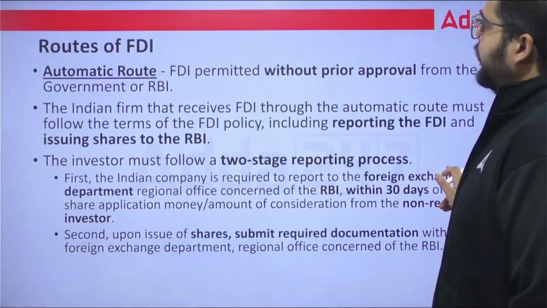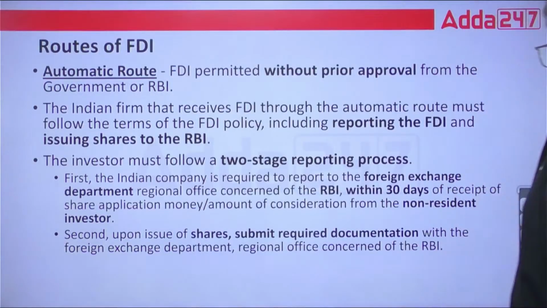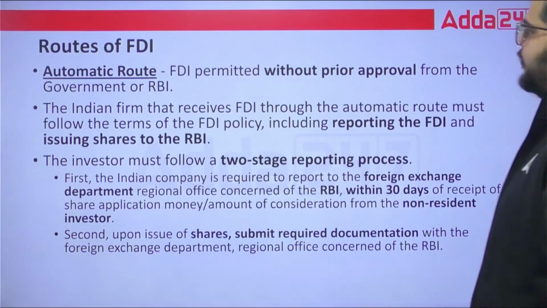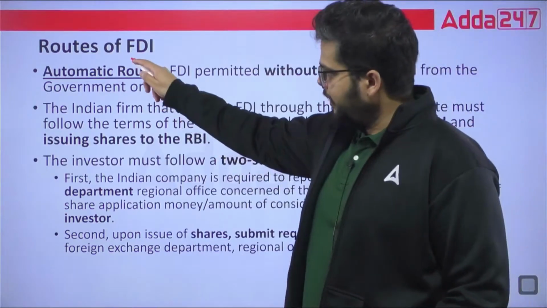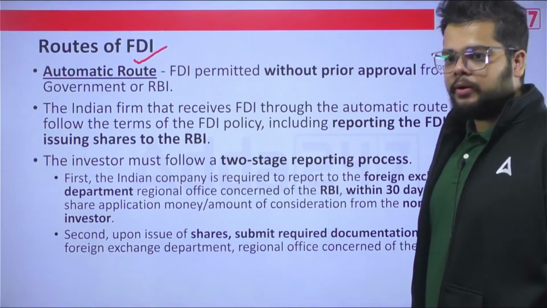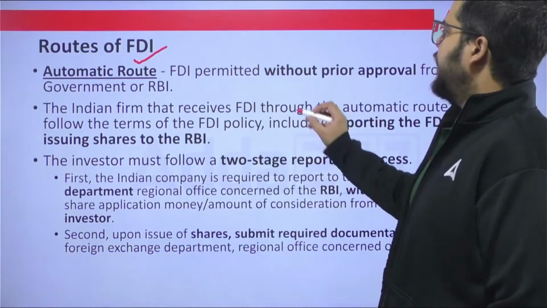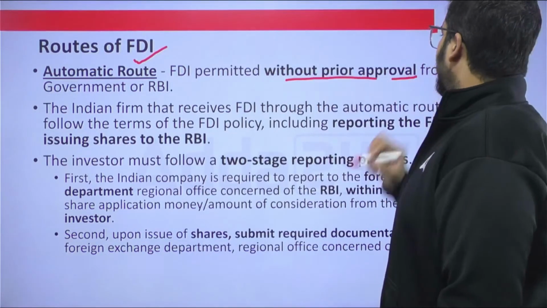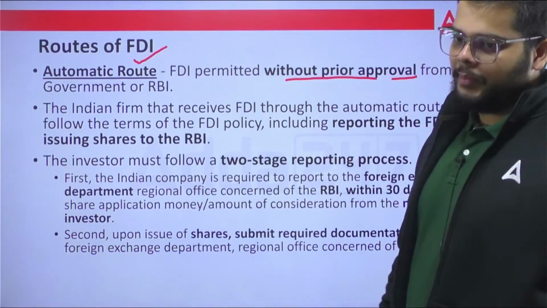Fine. So here you can see the routes of FDI, we have 2 types of route. One is automatic, another one is government route. Under the automatic route, FDI is permitted without the prior approval from the government or RBI.